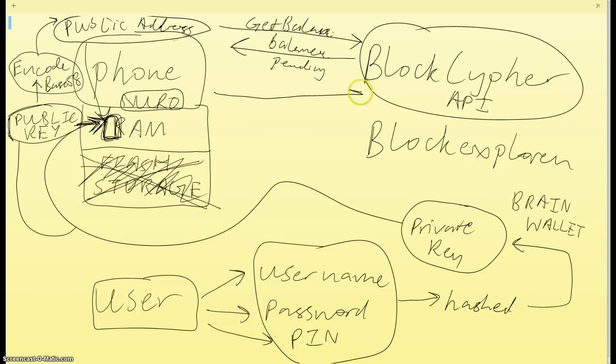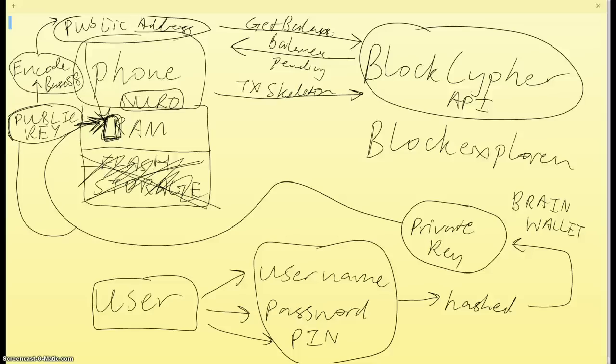Nuro requests from BlockCypher what's called a TX skeleton. What this is: we give BlockCypher the destination address, who we want to send money to, and we also give them our public address, and BlockCypher works out the amount of money in the address. Through the skeleton we also give BlockCypher how much we want to send. BlockCypher will go through the blockchain and find all the unspent outputs that you have on the address, which is your funds.